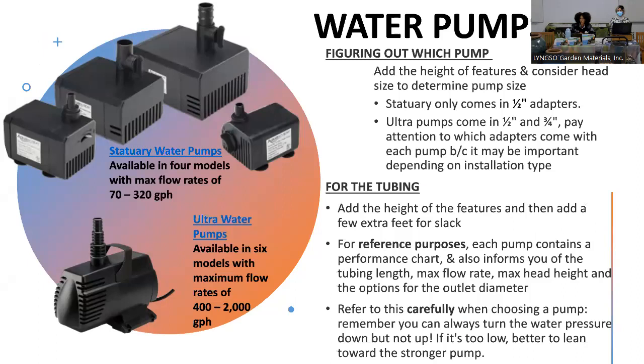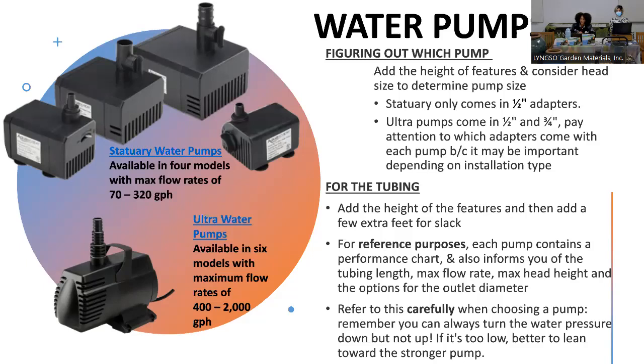The statuary are smaller pumps that have 70 to 320 gallons per hour flow rates, and they only come in 1/2-inch adapters for the tubing. The ultra pumps are available in 6 different models with maximum flow rates of 400 to 2,000 gallons per hour, and they have adapters that come in both 1/2-inch and 3/4 inch. It's important to pay attention to which pump you're choosing because depending on your fountain piece, it can be really important.